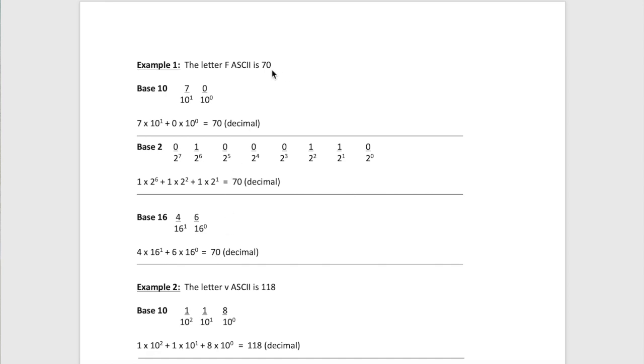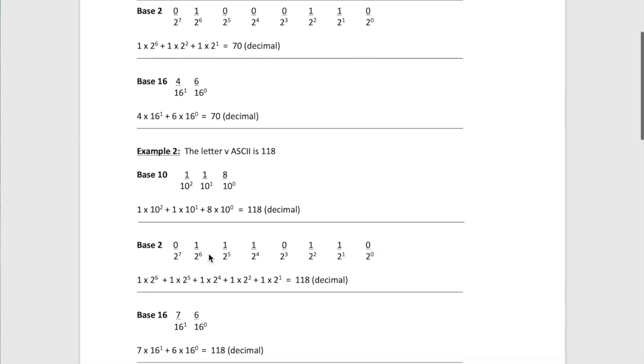So we're trying to get 70. So 4 times 16 to the first plus 6 times 16 to the 0 is 70. So what does that mean? 70 in base 10 is 70. 70 in base 2 is 0, 1, 0, 0, 0, 1, 1, 0. And 70 in base 16 is 4, 6.